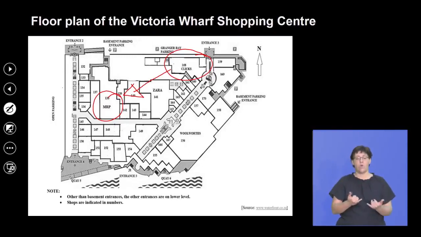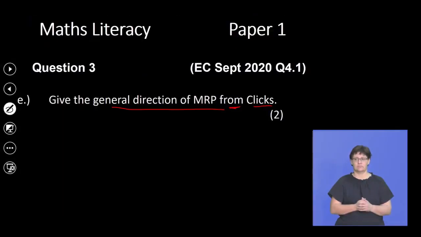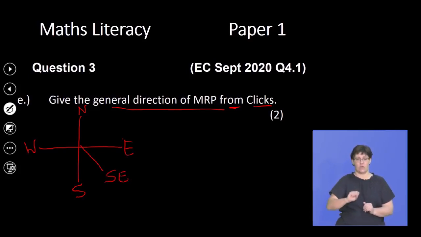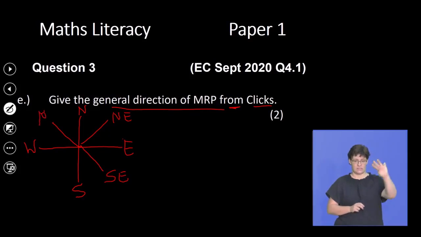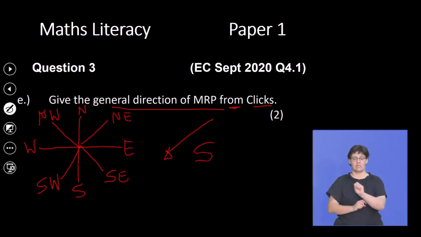Now we use our compass directions, and I'm going to quickly remind you of your compass directions. We've got north, and in this case it was up, south, west, east. Between the two we've got southeast, northeast, northwest, and southwest. Now, which way was our arrow going? Our arrow was going that way, so the answer is southwest.